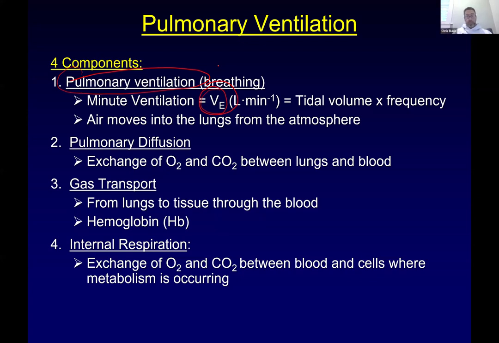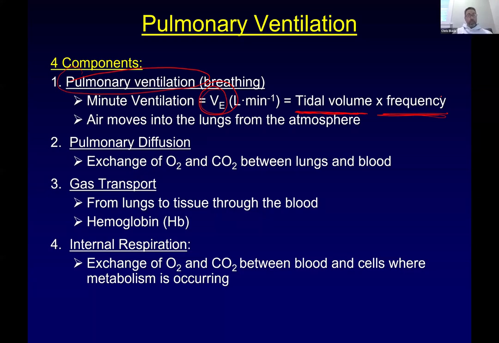It's going to have 2 components. One is called tidal volume, which is the analog to stroke volume, and then frequency, which is the analog to heart rate. Tidal volume is the amount of air that moves into or out of the lungs per breath, and frequency is how many times we breathe in a minute. You multiply those 2 things together and we get a volume of air that moves. That's what we're going to refer to as minute ventilation.